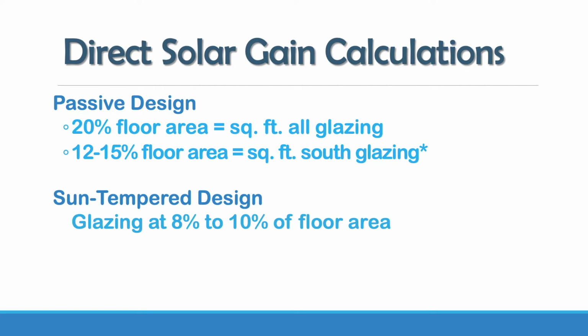There's also a type called sun-tempered design where the glazing is even less, and it is only 8 to 10% of the floor area. Now, because we live in the Pacific Northwest and access to daylight is important to us for psychological reasons, if none other, we tend to want to have more windows and not less, which is why you don't see sun-tempered designs in the Pacific Northwest, but you will see passive.